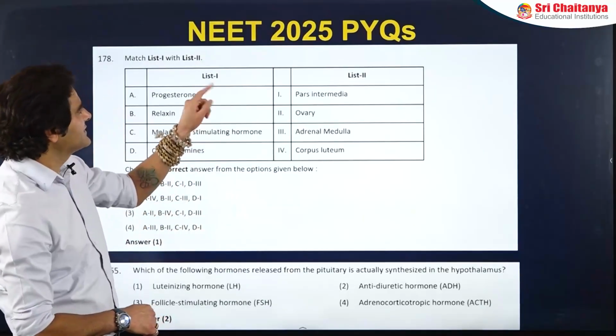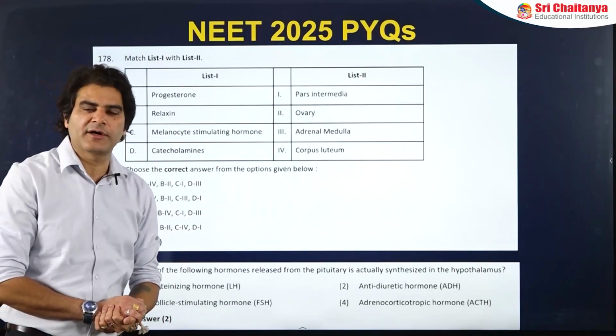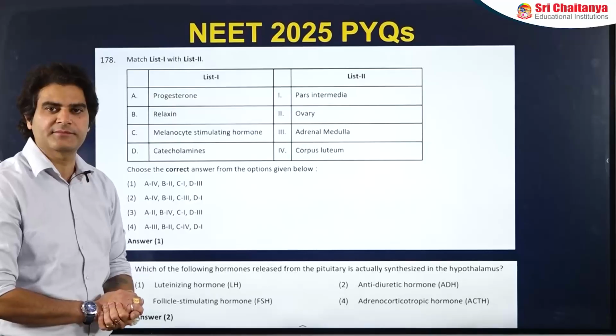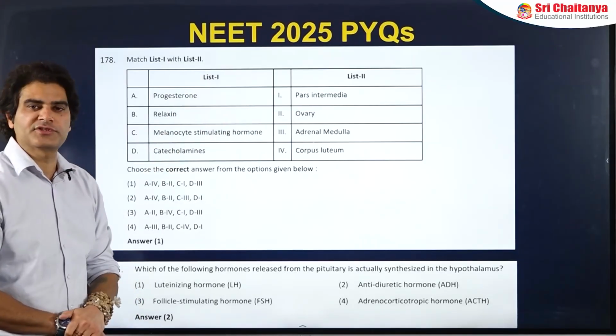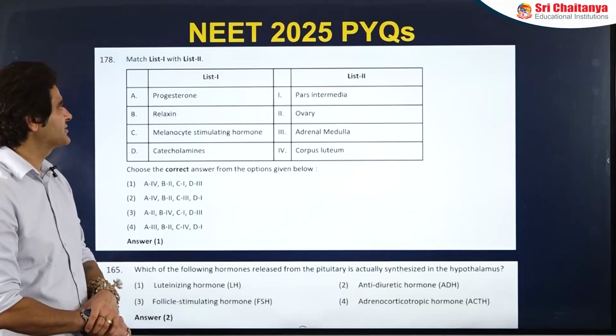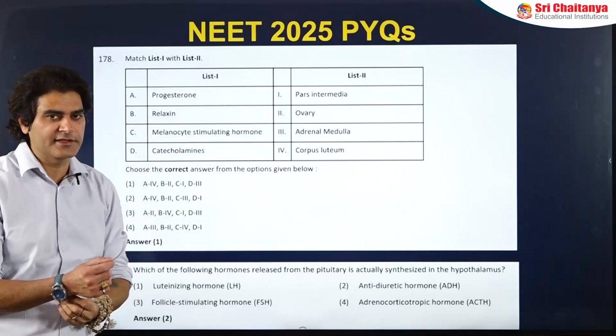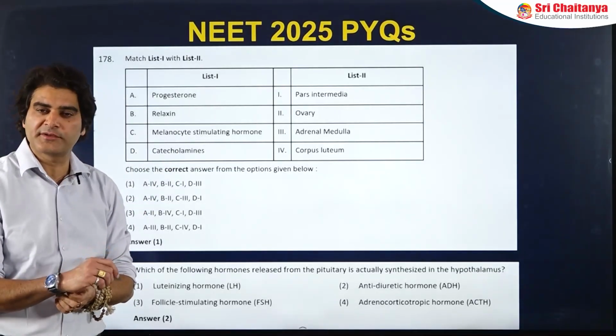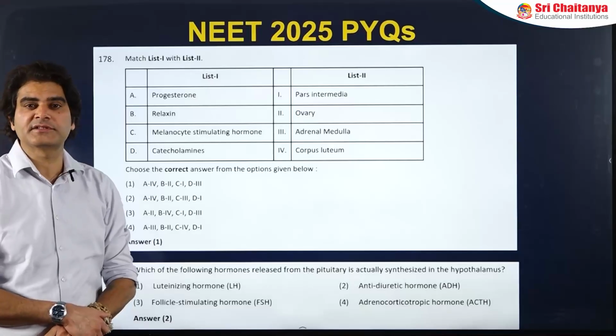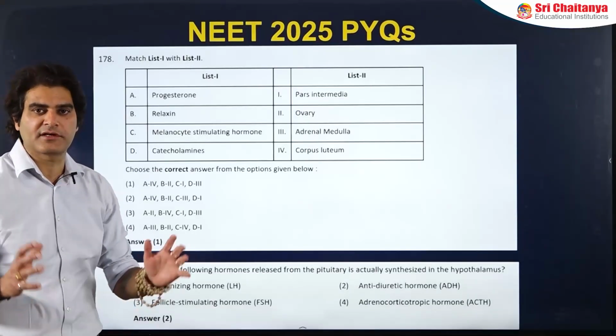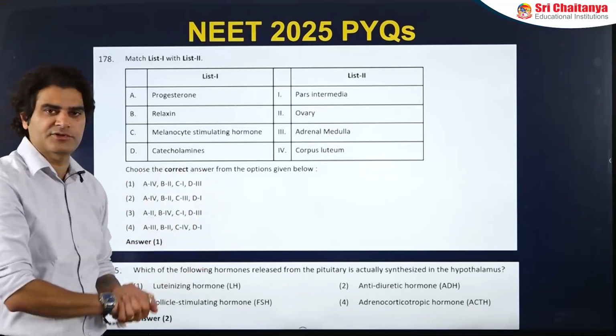Going forward, this is a list of questions that have appeared from this chapter in NEET exams. So beginning with NEET 2025, the past year question number 1 is a matching type. I told you in the beginning that matching type questions are very common from this chapter because that helps the NTA or the examiners cover a lot of glands in a single question only.